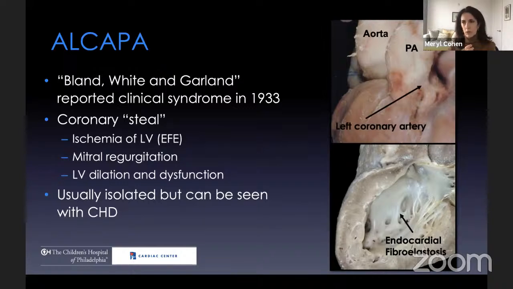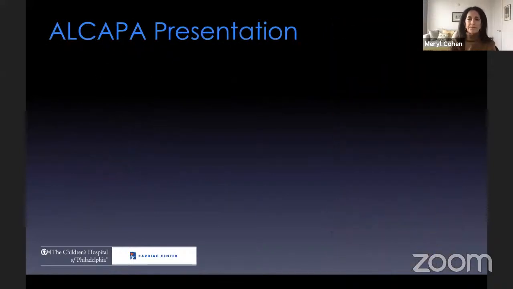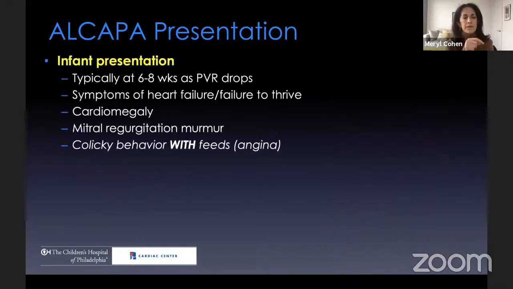When you do, it's even more complicated to make the diagnosis. And I just wanted to point out that there is an infant presentation of this disease, which typically occurs about 6 to 8 weeks of age as the pulmonary vascular resistance drops. You get symptoms of heart failure and failure to thrive. The heart enlarges. You get a murmur of mitral regurgitation typically.